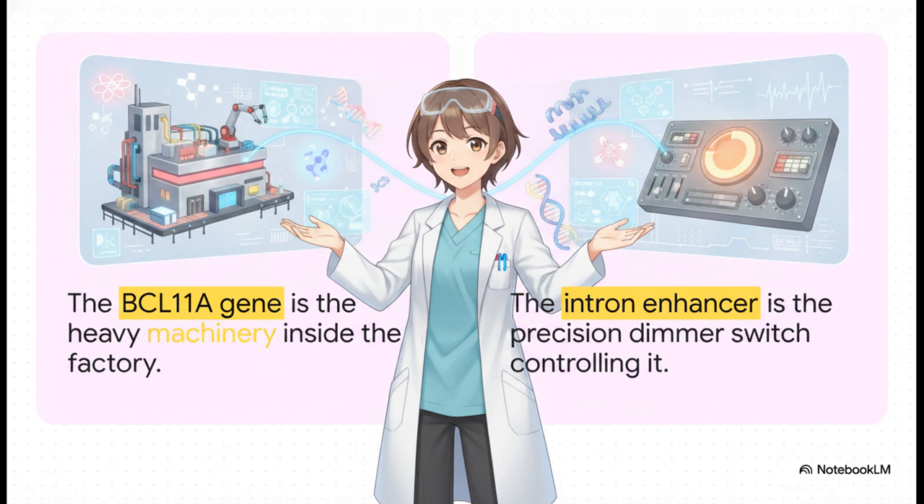So, the crucial point is understanding this relationship. If the BCL11A gene is the heavy machinery inside the factory, the thing actually doing the work of turning off fetal hemoglobin, the enhancer in that second intron is the hand on the control panel. It's the precision dimmer switch controlling that machinery. When this specific switch is flipped or altered, something incredible happens to our hemoglobin production. It literally opens the door to turning healthy fetal hemoglobin back on.